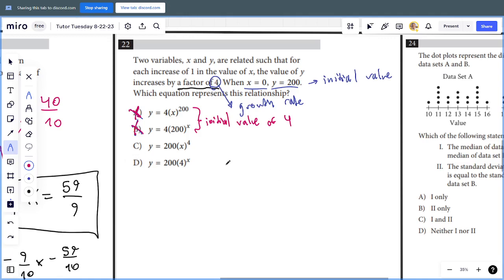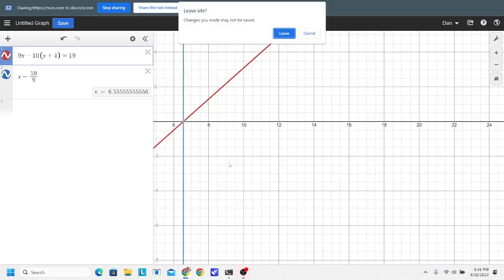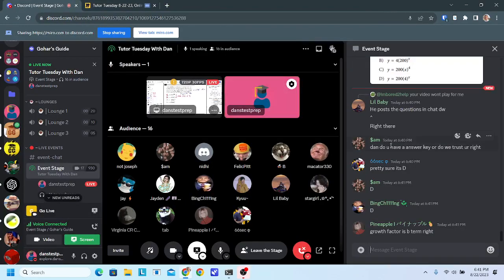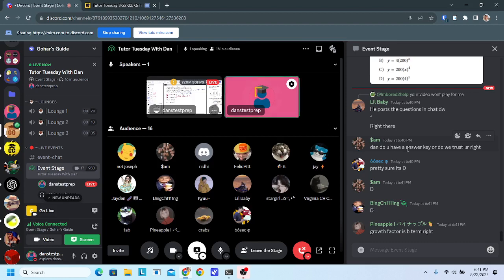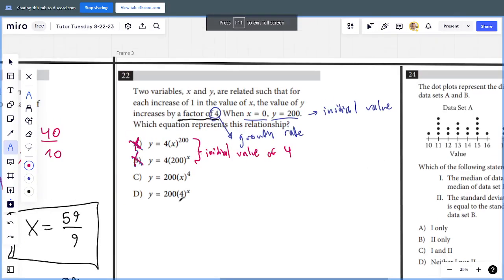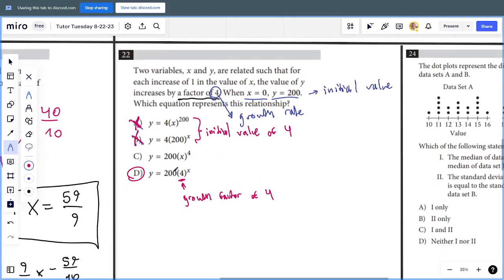And last, between C and D, let's see if the chat has any opinions. Yes, the growth factor is the B term. Also, I do have an answer key. D, yeah. Everyone's saying D, and D is correct. That's your growth factor right there of 4. This is saying for every increase in x, we're going to multiply that thing by 4. So it's got to be D.